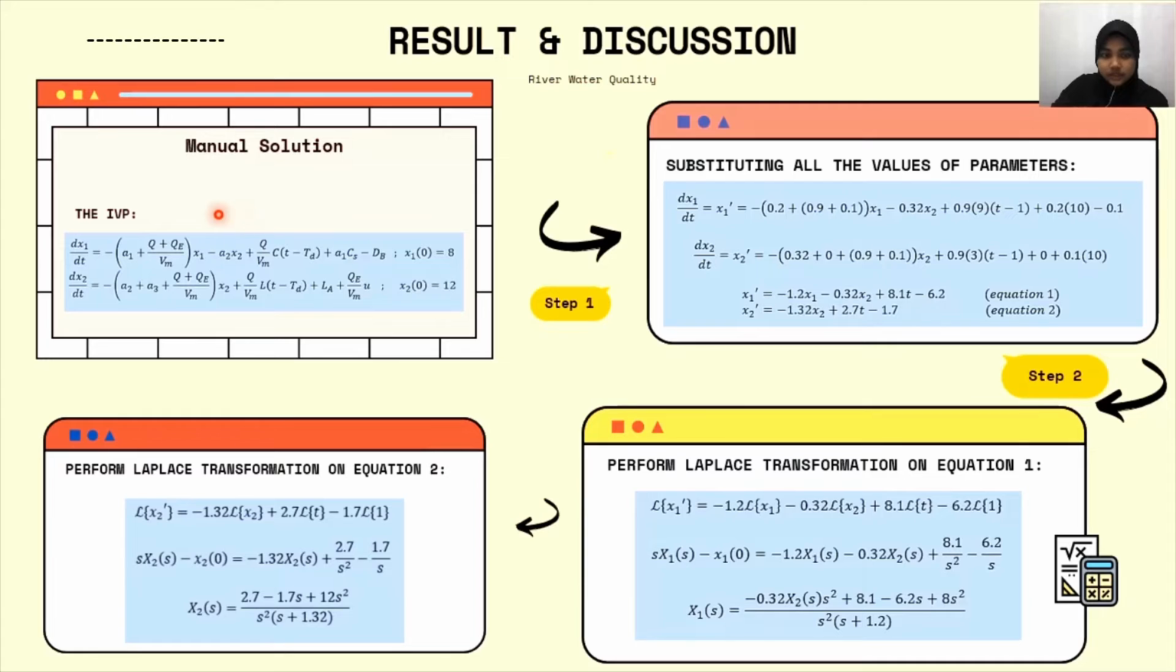Results and discussion. So the IVP is given by these two equations, and initial condition is x1(0) equals 8 and x2(0) equals 12. Next, we need to substitute all the values of the parameters into these two equations and we get equation 1 and equation 2. Next, we need to apply Laplace transformation on equation 1 and equation 2. We need to apply both for left hand side and right hand side. Then we get the second line, and after that, we need to substitute with the initial condition and we simplify until we get X1 and X2.